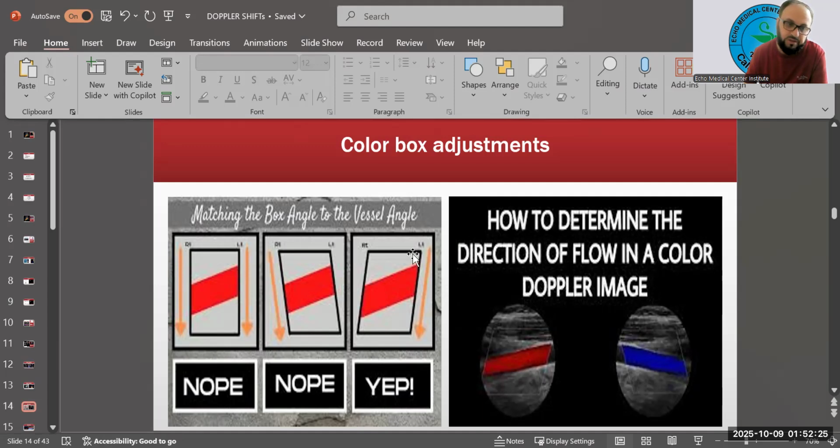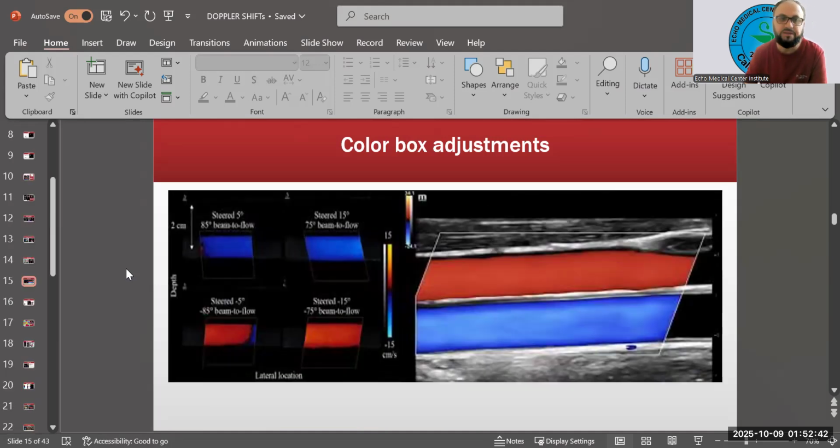So remember, if the vessel is tilted, doesn't matter if it is an artery or vein, but the vessel is tilted to the left, make sure the box is also steered to the left. If it's to the right, then steer to the right. That is the correct way of the box. Simple and easy. Here you can see too. We see the vessels are tilted to the left. The box is also steered to the left. Now, we know this flow is going towards.